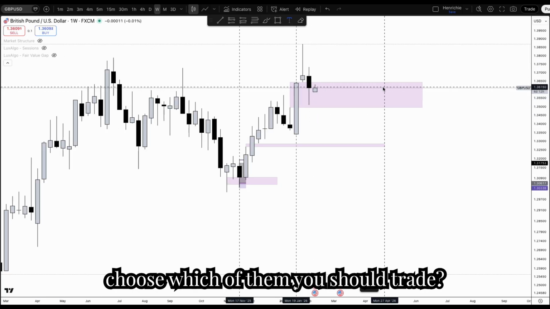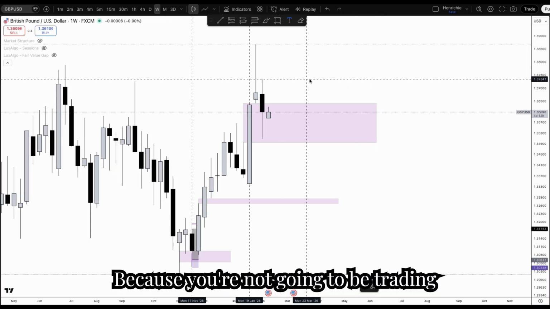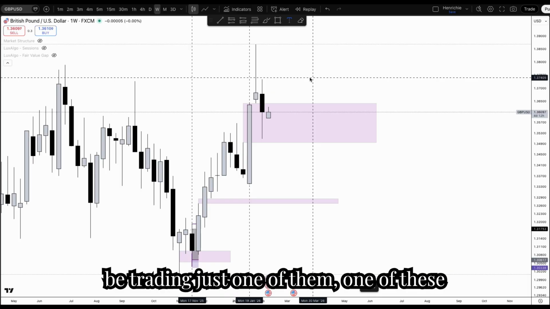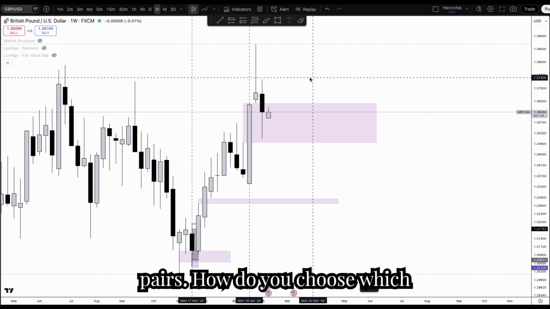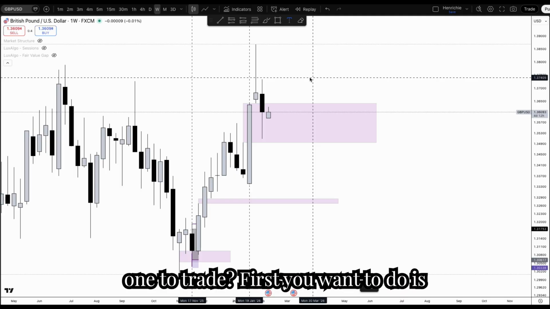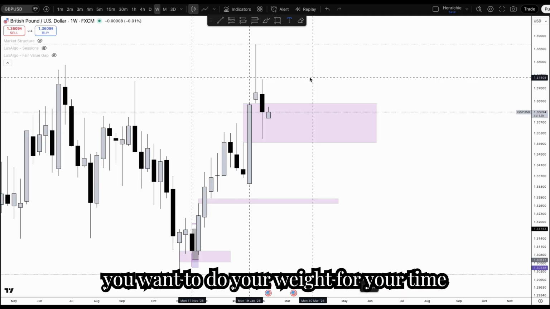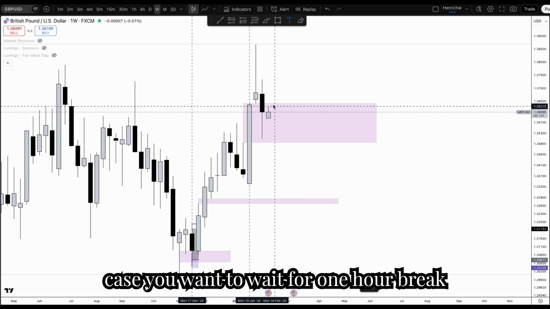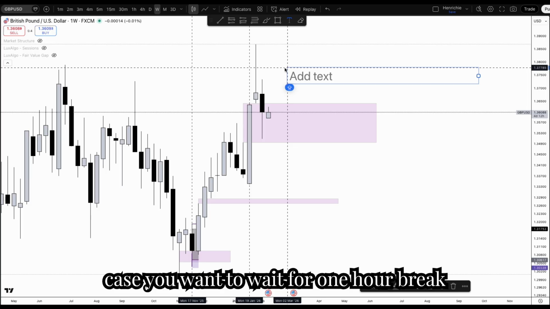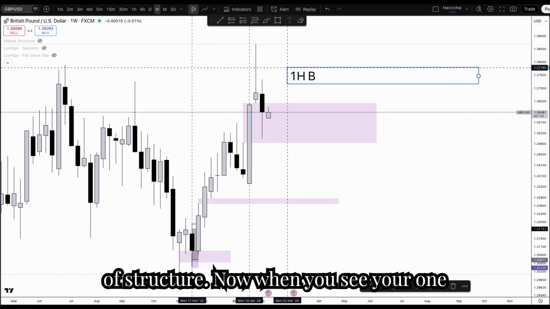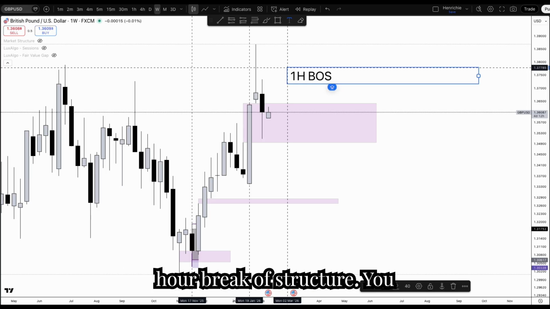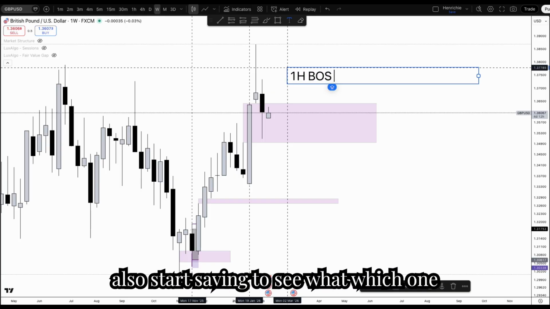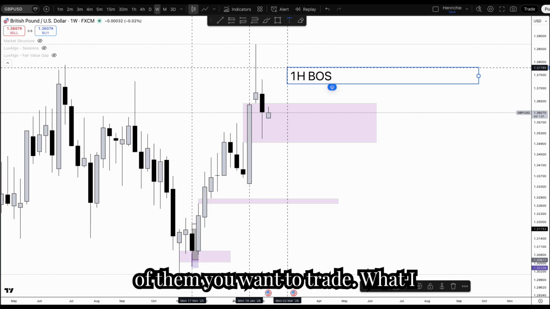Now, how do you pick and choose which of them you should trade? Because you're not going to be trading every single one of them. You're going to be trading just one of these pairs. How do you choose which one to trade? First thing you want to do is wait for your time frame break of structure, which in this case is a 1 hour break of structure. Now, when you see your 1 hour break of structure, you can start looking for a trade, and you can also start seeing which one of them you want to trade.